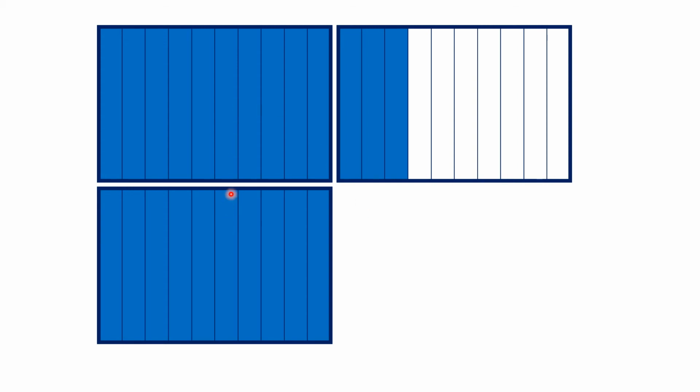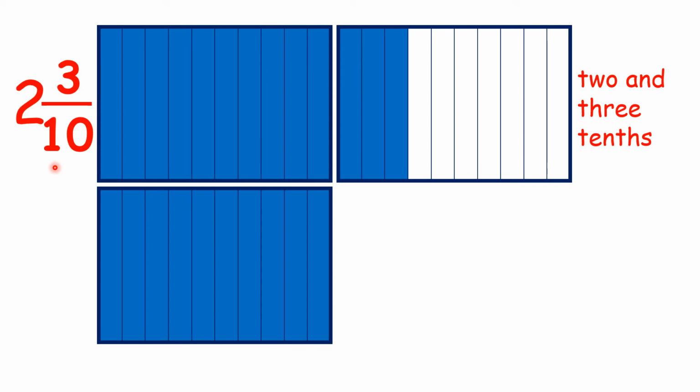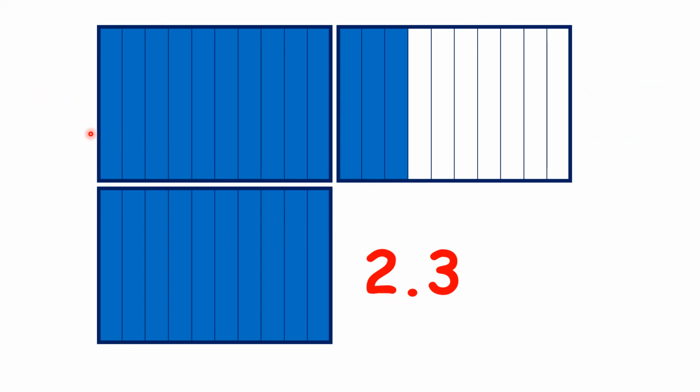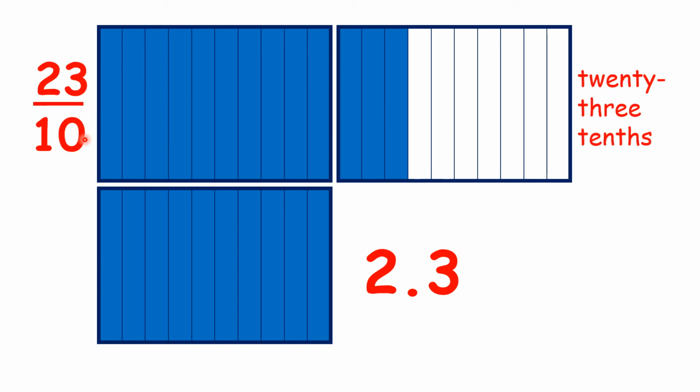We have 2 whole rectangles and then 3 tenths of another one. So we have 2 and 3 tenths. We can write this as the decimal number 2.3, and as an improper fraction we have 10 tenths in this full rectangle, another 10 tenths in this one, and then 3 tenths in this one. So that gives us 23 tenths altogether.